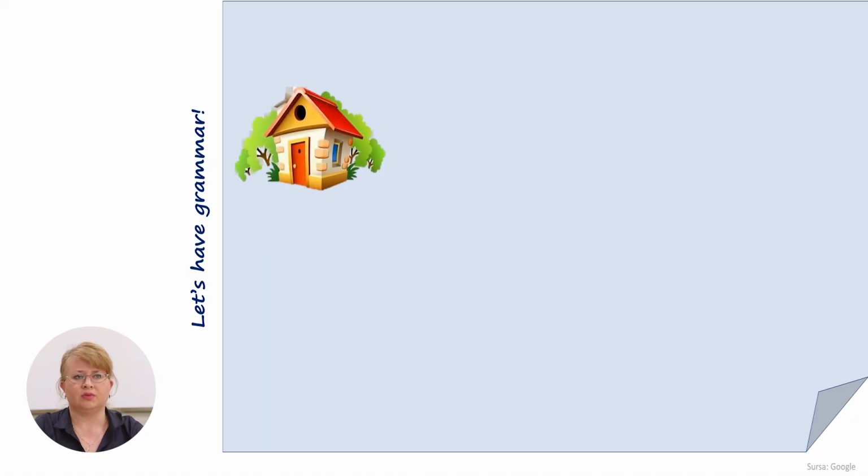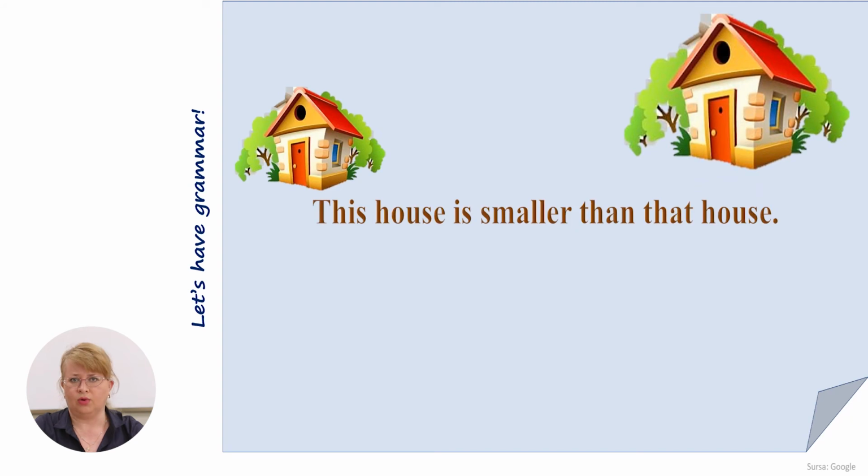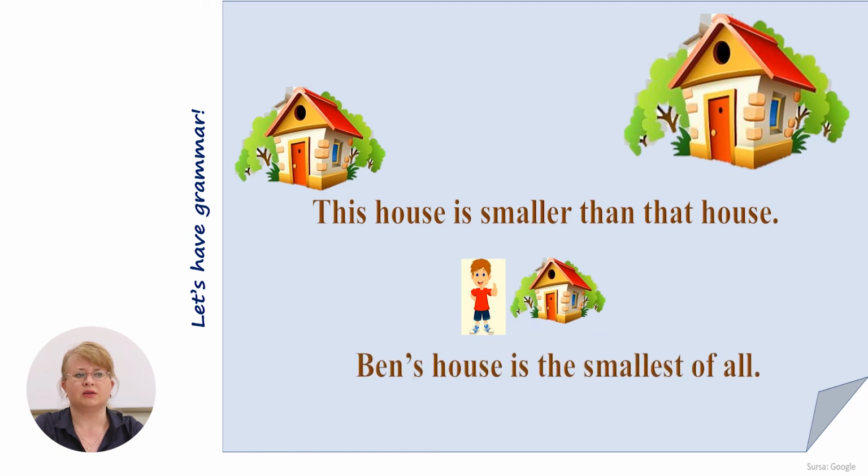Let's go on. It's time for grammar. Remember last time we spoke about adjectives and the degrees of comparison. So, what can you say about this house and that one? This house is smaller than that house. And what about Ben and his house? So, Ben's house is the smallest of all.